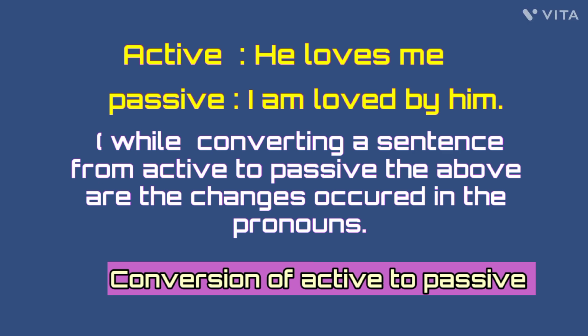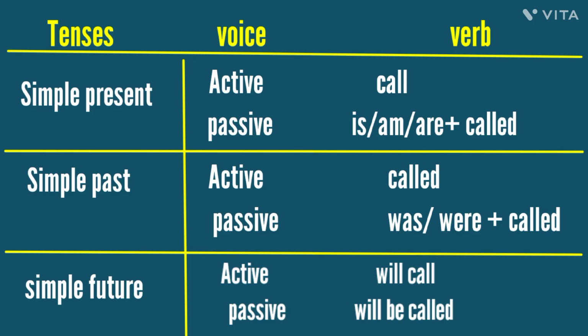When converting an active voice to the passive voice, the verb form changes according to the tense. Here is the breakdown of verb changes in every tense. Let's take an example. Simple present tense. The verb call in active voice is changed to is, am, or are called in the passive voice.